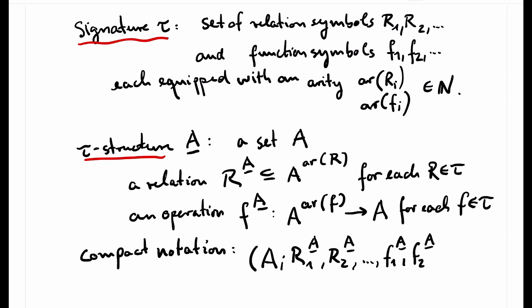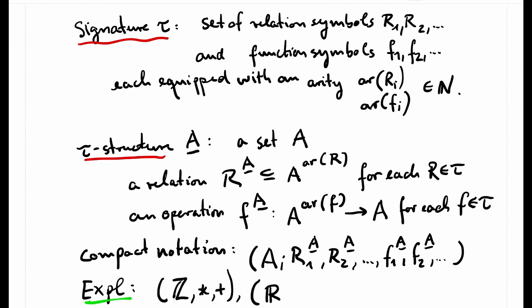Math students know plenty of structures. For example, the ring of integers with two binary operations, or the ordered additive group of the reals with a binary operation and one binary relation.